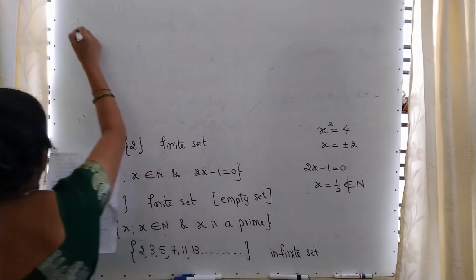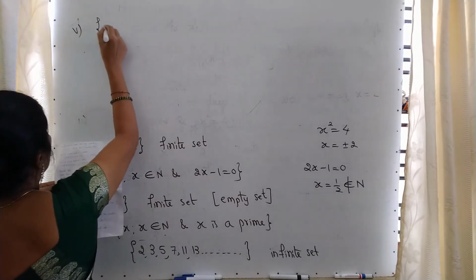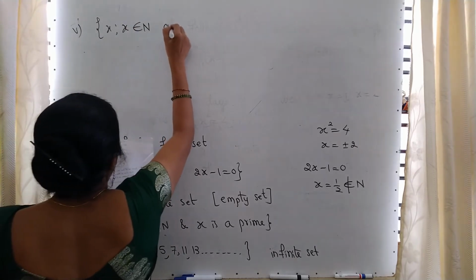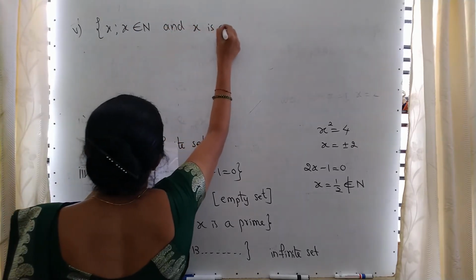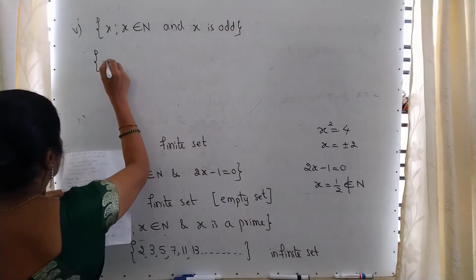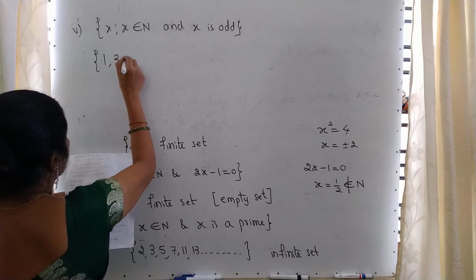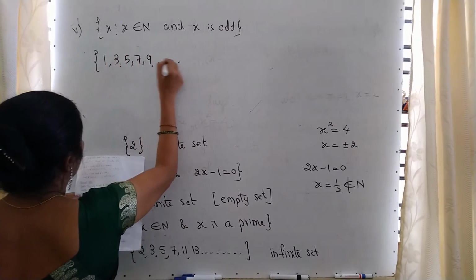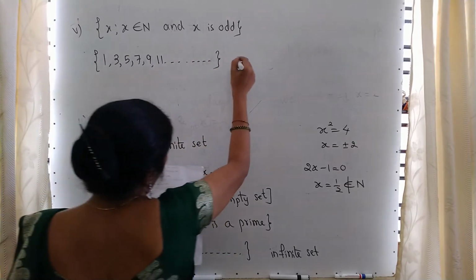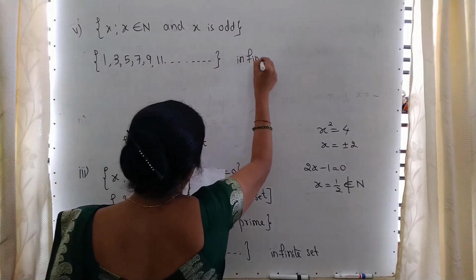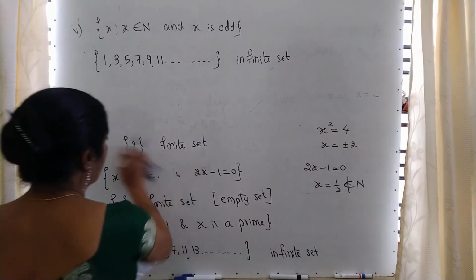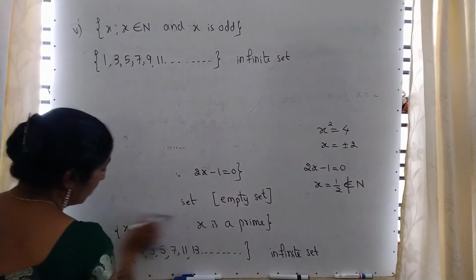Moving to the next example. X such that x belongs to N and x is odd. So what is the set then? X is odd means 1, 3, 5, 7, 9, 11, odd numbers. Here also the last number is not defined. So this is an infinite set. Is it very simple or what? Yes. Moving to the next one, that is equal sets.